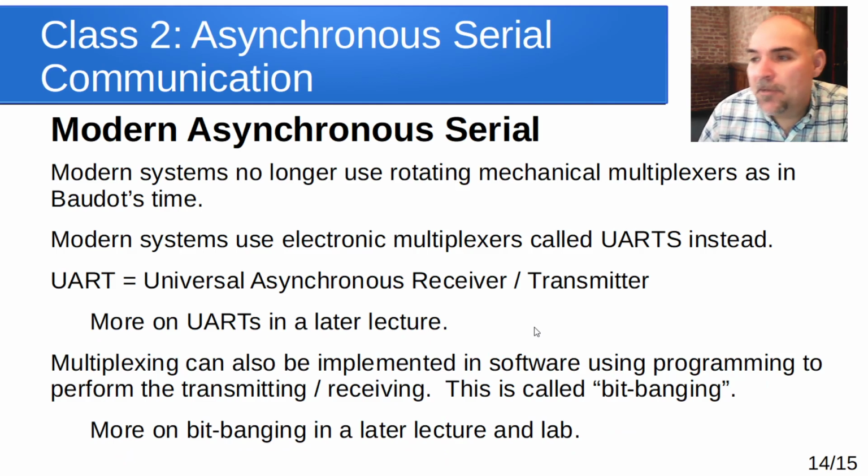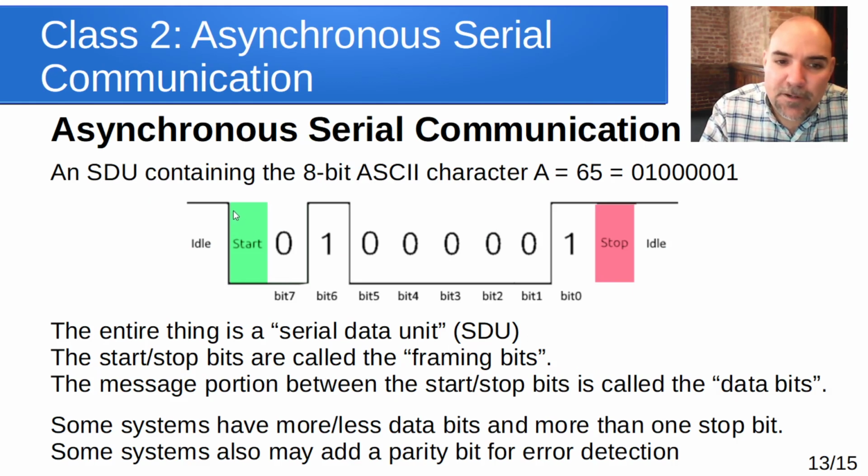Okay, so modern asynchronous serial. Baudot's system used this a long time ago, back in the 1800s. But fast forward today, modern systems still use this kind of communication. They no longer use mechanical rotating multiplexers as in Baudot's time. So when you're sending serial data out of a serial port from a computer or device, there's not a mechanical thing in there clicking around little switches. But the concept is the same. The data, if you were to put a meter on it or a scope, would look the same kind of thing like this.